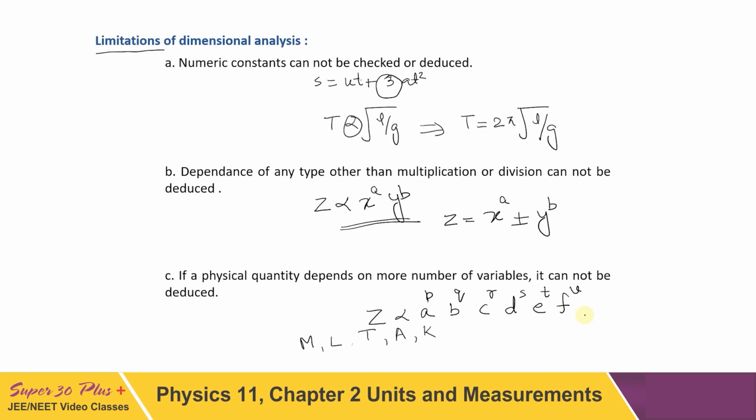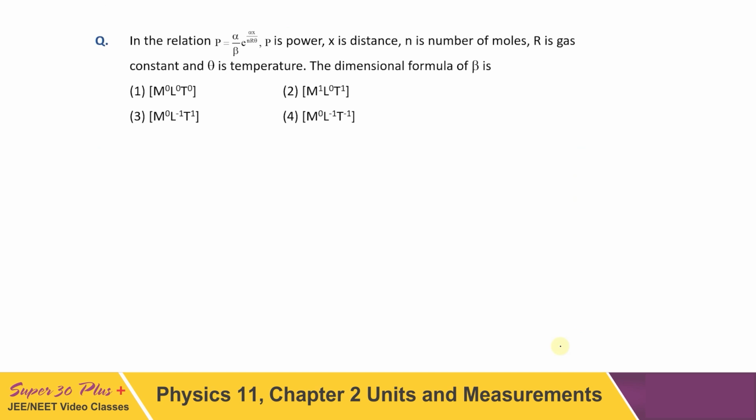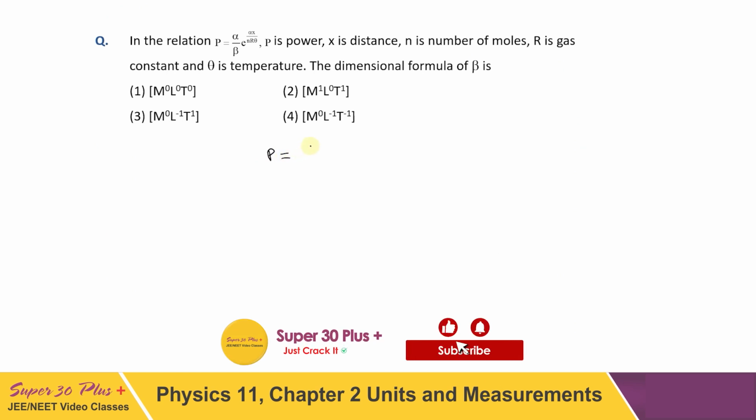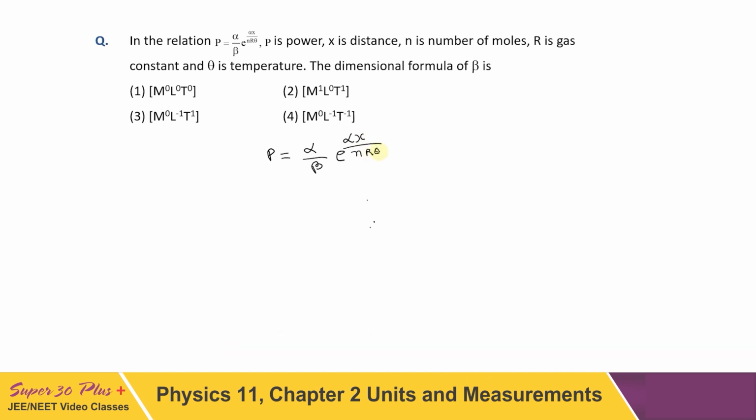Now we are going to solve some of the problems based on this which may come in your competitive exams. Let us proceed. Here you can say question number 1, which says that power depends on so many things. X is distance, n is number of moles, R is gas constant, and theta is temperature, and dependence is given here. So dependence is given here as P is equal to alpha upon beta e to the power alpha x upon n R theta, and we have to write what will be dimensional formula of beta.